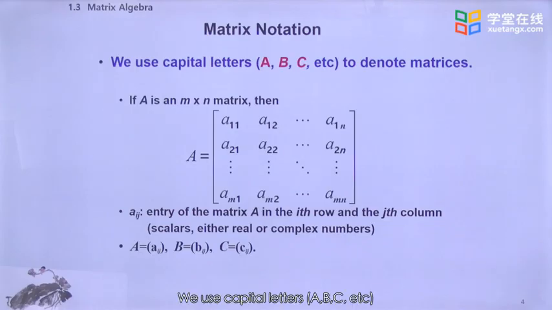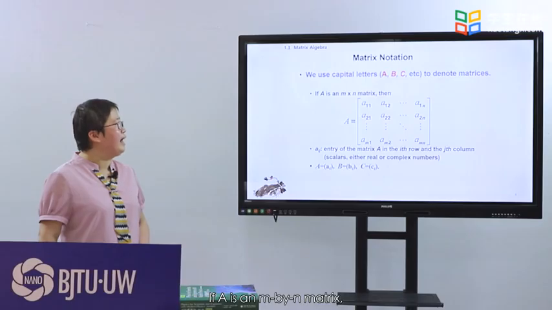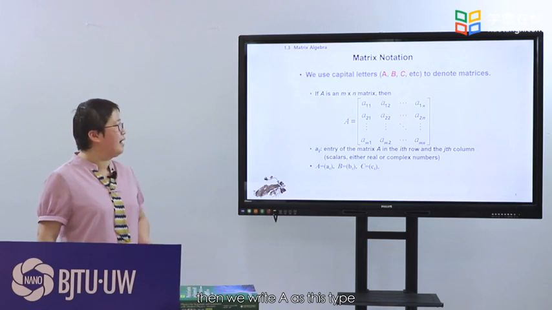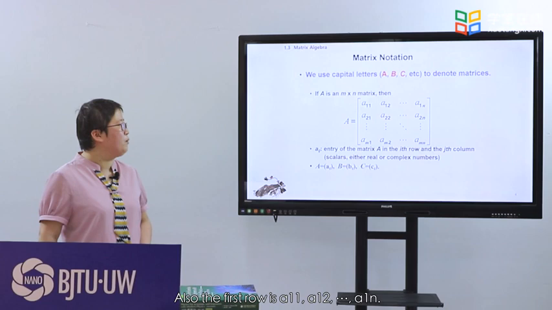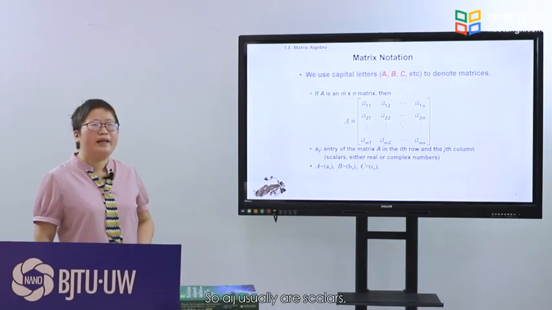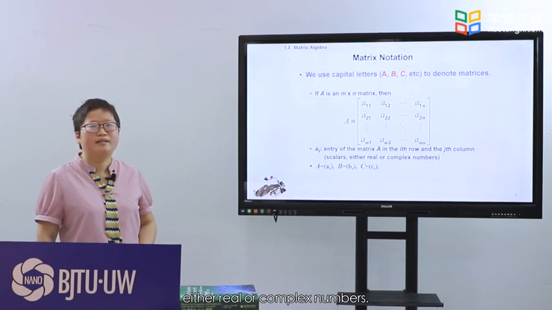We use capital letters A, B, C, etc. to denote matrices. If A is an m by n matrix, then we write A like this. The first row is a11, a12, till a1n. The second row is a21, a22, till a2n, and the mth row is am1, am2, till amn. Here, aij is the entry of the matrix A in the ith row and the jth column. So aij usually are scalars, either real or complex numbers.